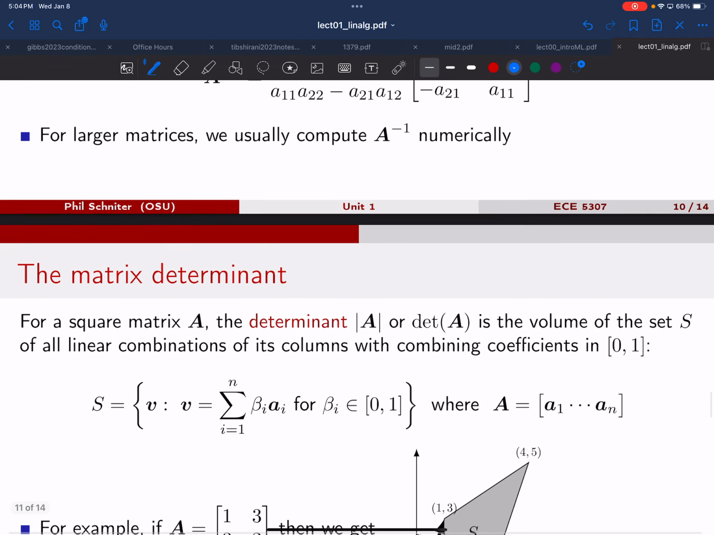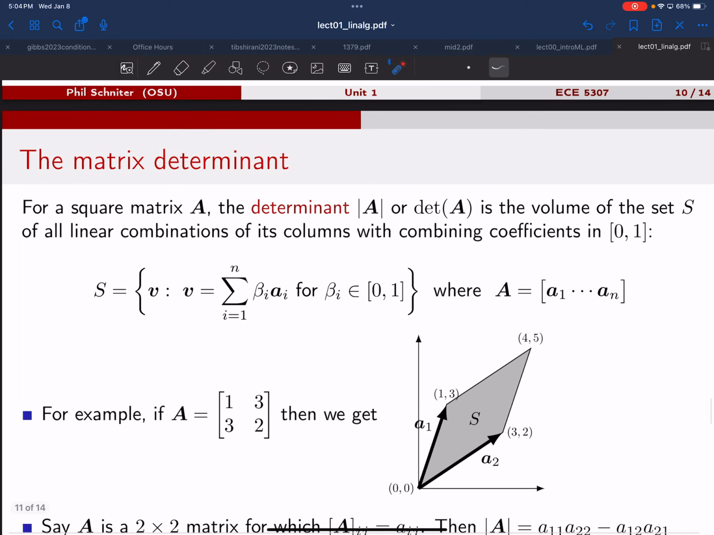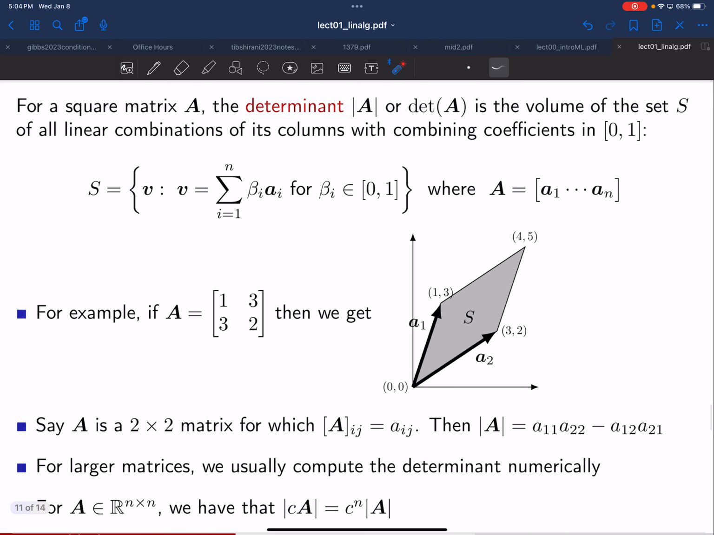Okay. It turns out that this thing down here is something called the determinant. The determinant is something that has a nice interpretation. If you have a square matrix, the determinant is the volume of a certain set of linear combinations. So it goes like this. If you take these A_i's to be the different columns in A, and you scale each of those A_i's by some coefficient that is anywhere between 0 and 1, and then you sum all those things together, there's a whole bunch of different vectors V that you can build.